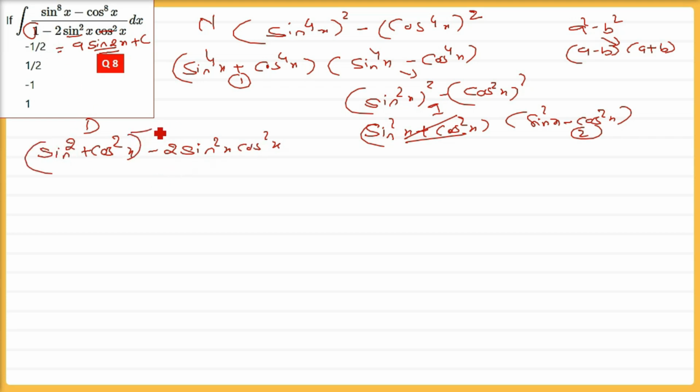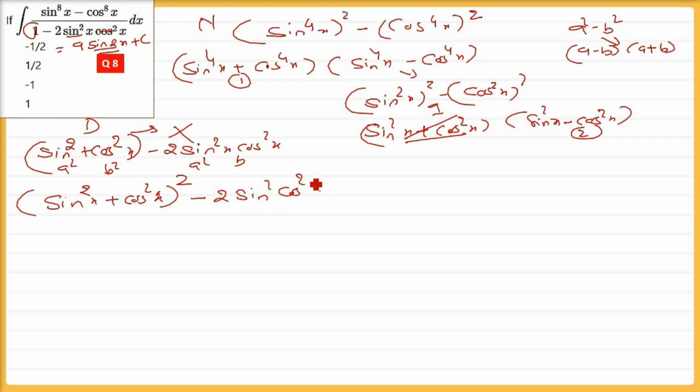So this kind of approach will not benefit us, because a square plus b square minus 2ab won't work here. So you ought to have sine square x plus cos square x whole square. So in place of 1, write sine square x plus cos square x whole square. Then you have minus 2 sine square x cos square x already. Now you can take a and b as sine square x and cos square x respectively.